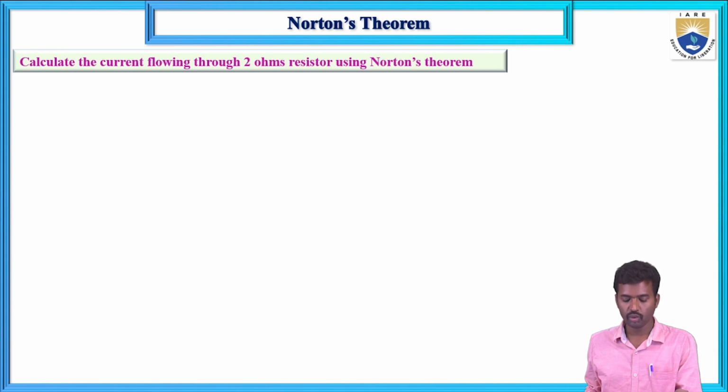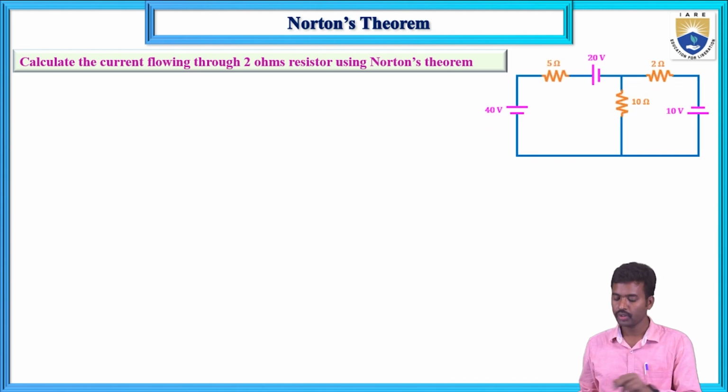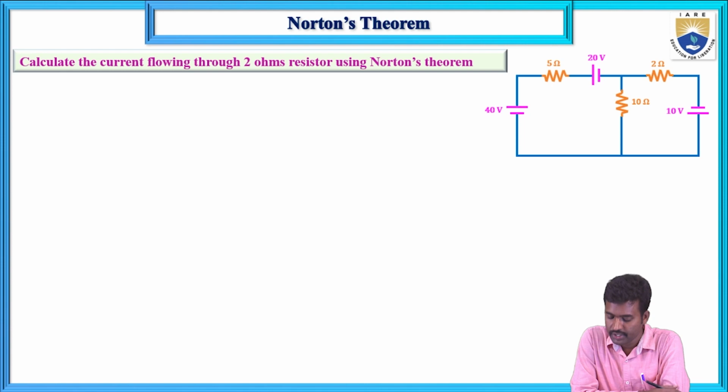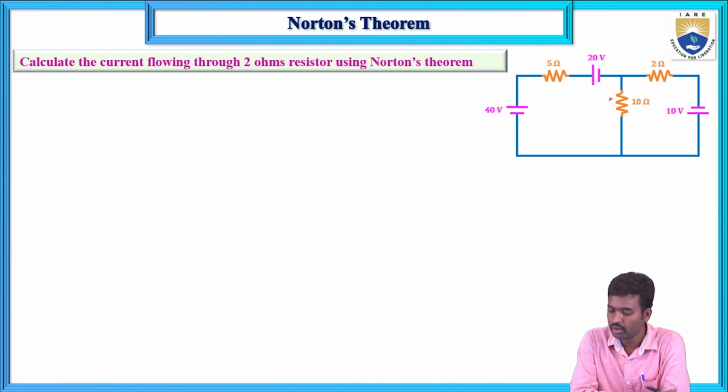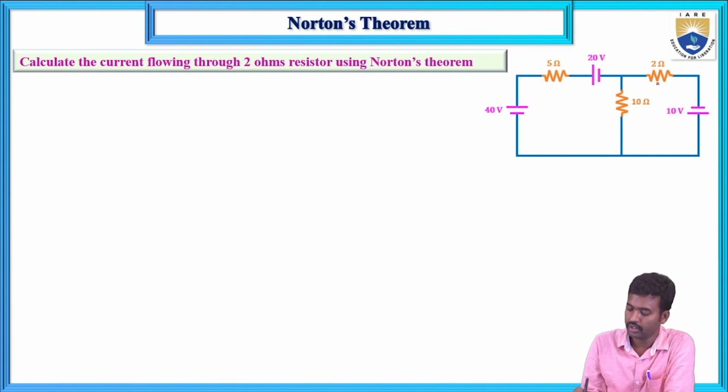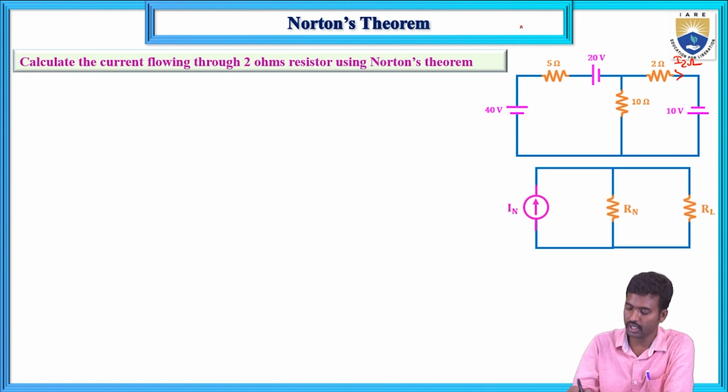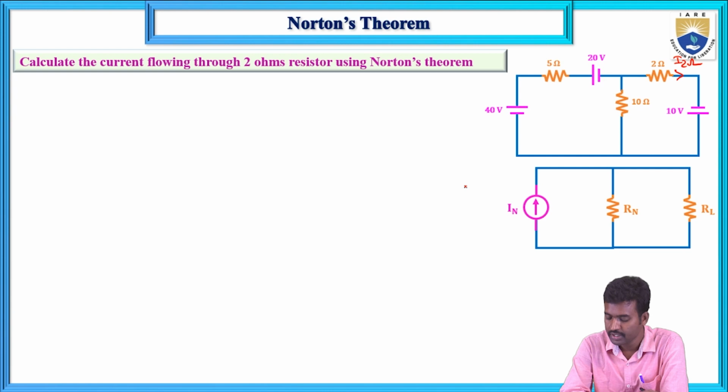Calculate the current flowing through the 2 ohms resistor using Norton's theorem. How many sources are there here? In total 3 sources: 40 volts, 20 volts and 10 volts, with resistors 5, 10 and 2. Here we want to find the current flowing through the 2 ohms resistor. So what is the load resistance value here? The 2 ohms resistor.